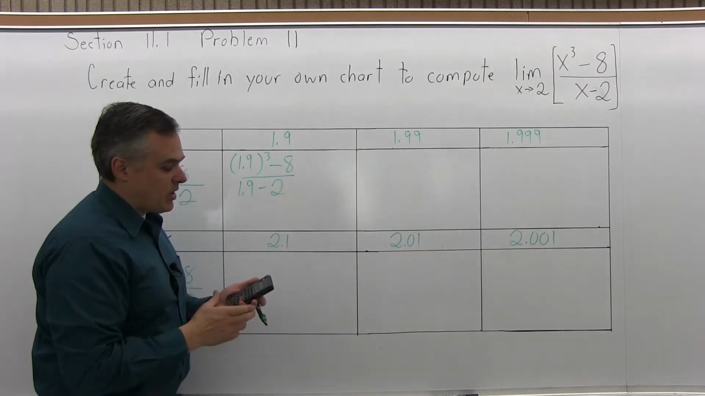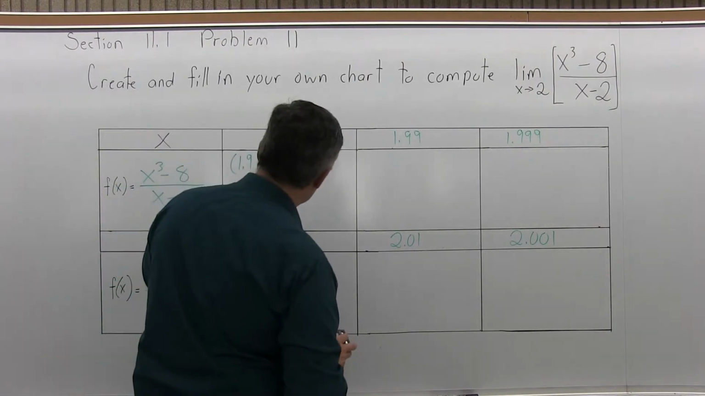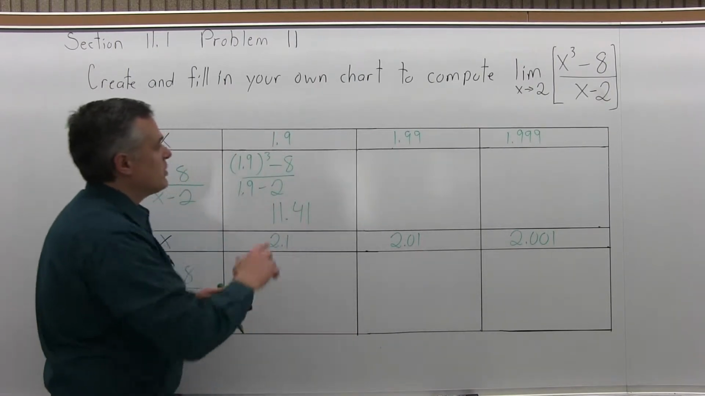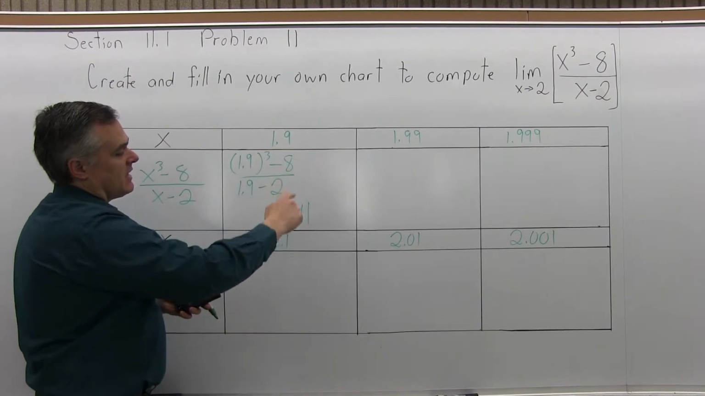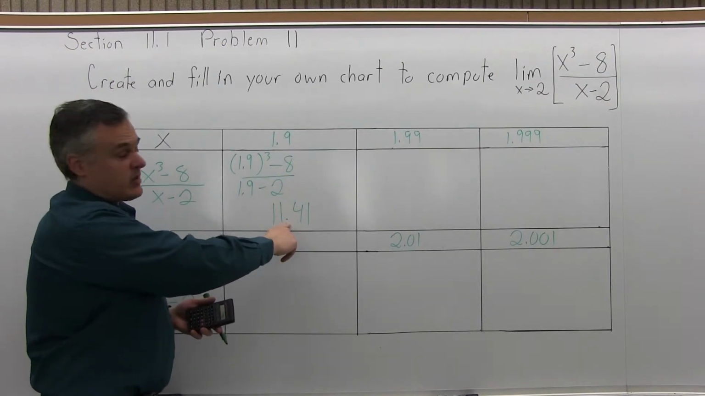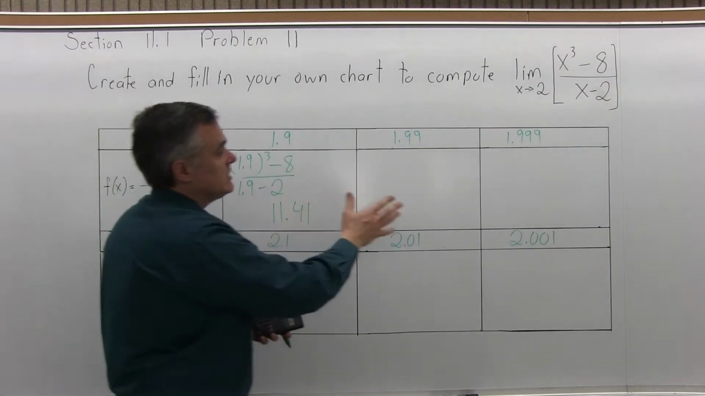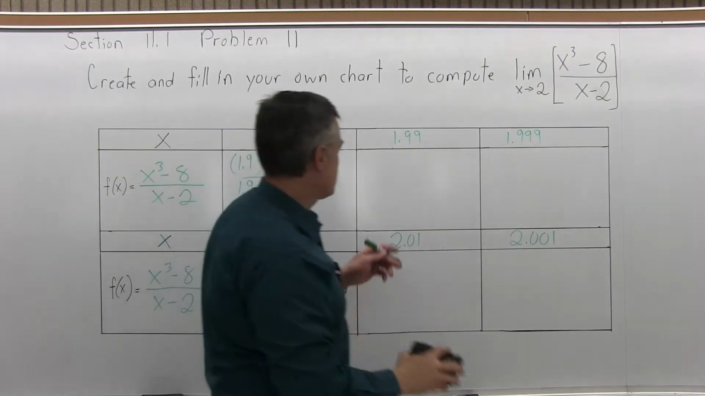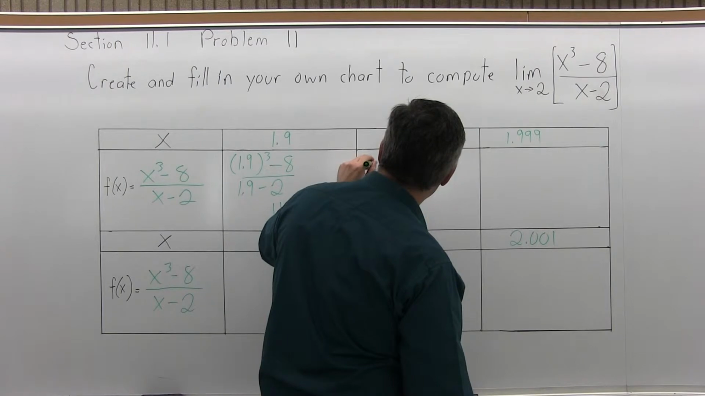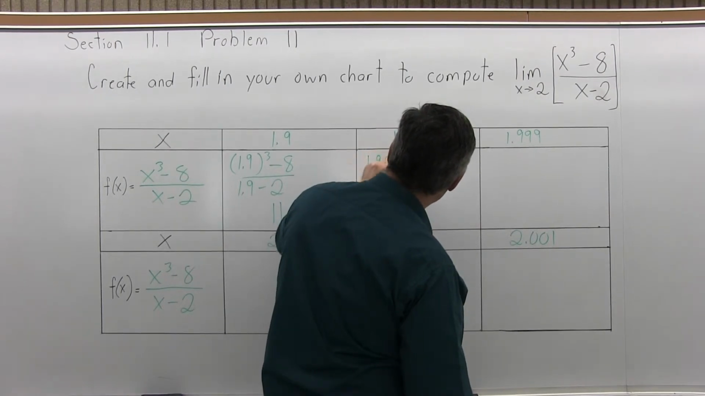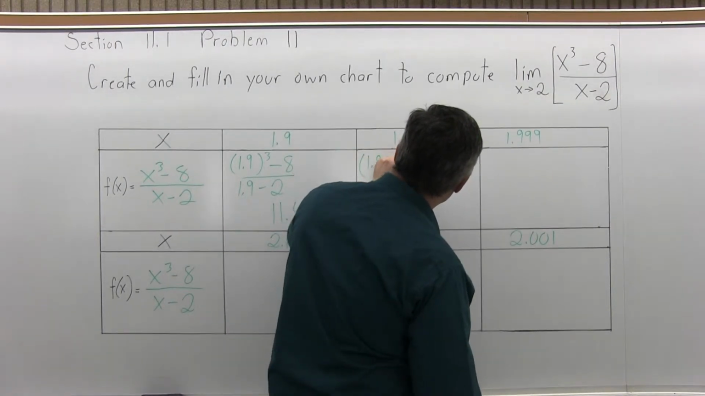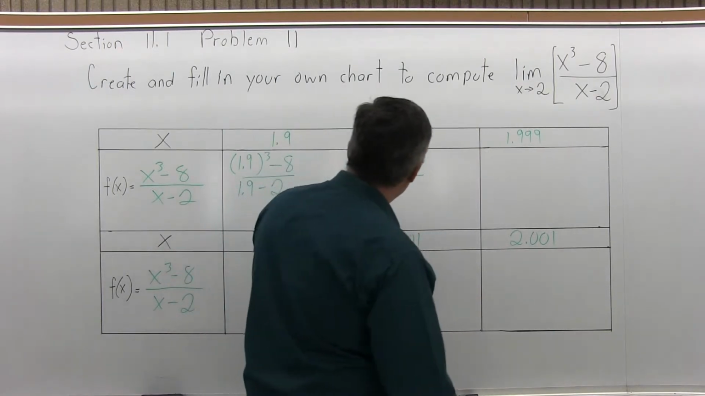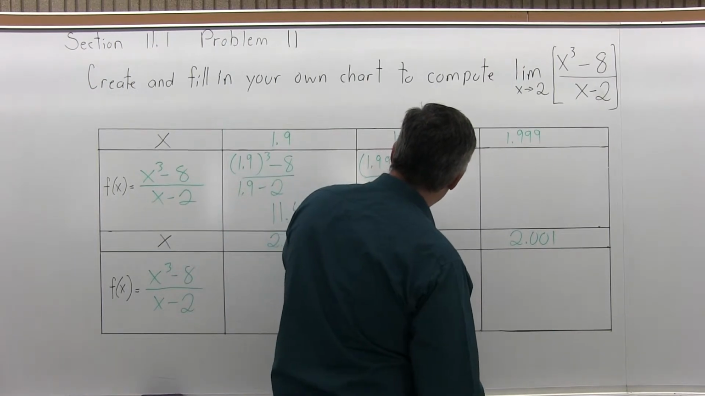And I get a positive 11.41 is my answer for that. So if I put in a 1.9 for x, I get out an 11.41 for y. So in the next box, I'm going to use 1.99 as an input for x. So the x cubed in the numerator is 1.99 cubed, minus 8. Underneath, x minus 2 will become 1.99 minus 2.